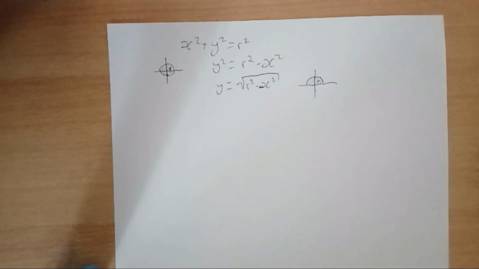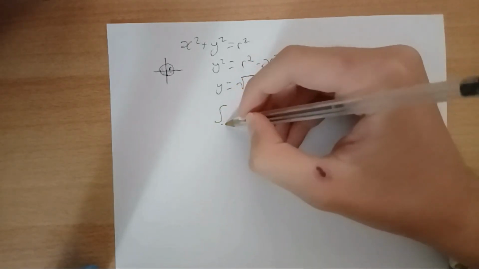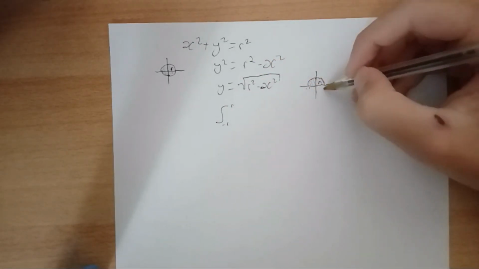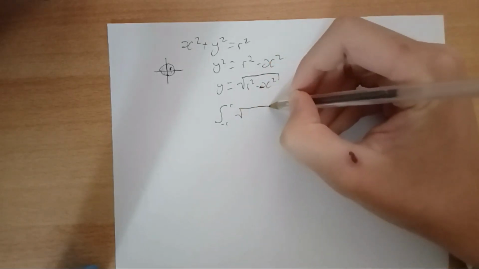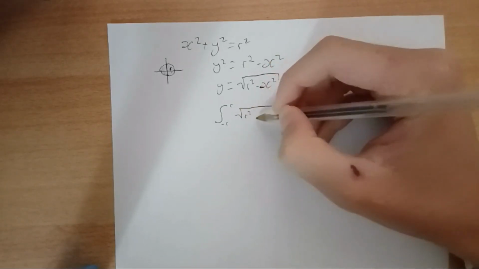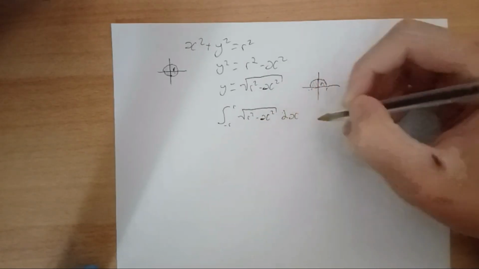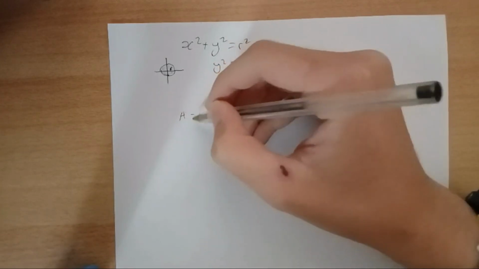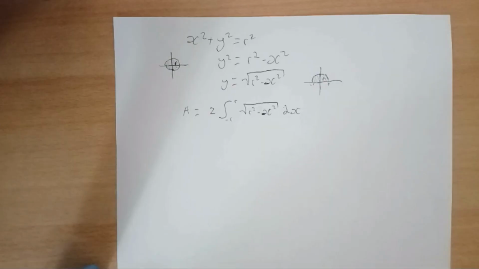So our integral is going to be from minus r to r. You know, we're going from here, which is minus r, to r, since this is symmetrical. We're going to square root it, but we're going to put in our function, r squared minus x squared, dx. And now naturally we're going to put the 2 in front, since our area is going to be equal to 2 of them.